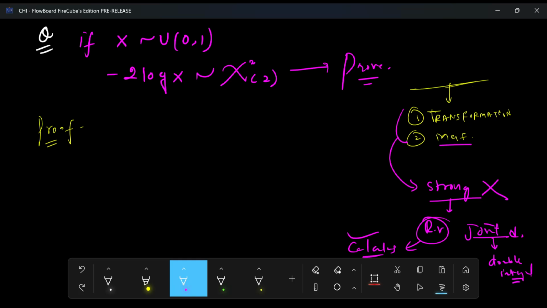So see, this is the question from the transformation. So see, what's f of x? Uniform है ना, तो 1 होगा ना, when x is between 0 and 1. This is the PDF of this. And let's suppose this is my y. So y is equal to this.